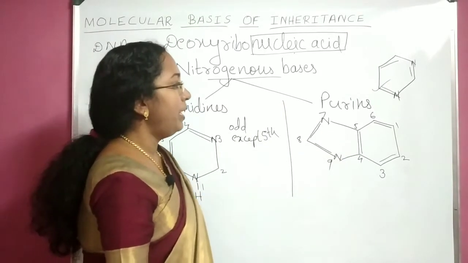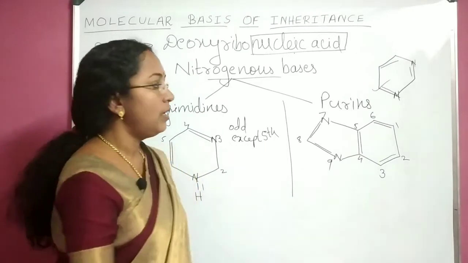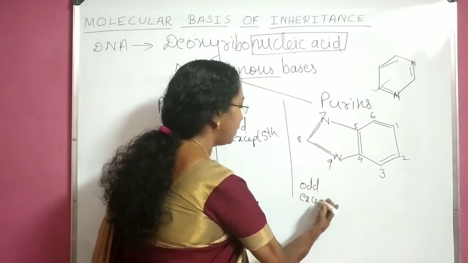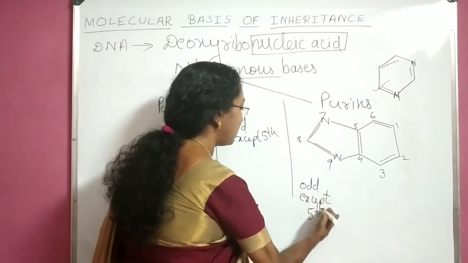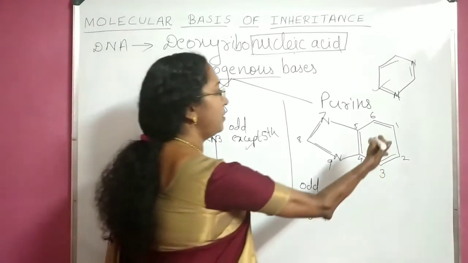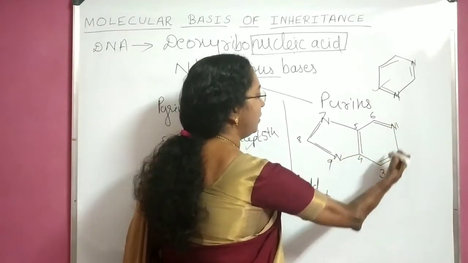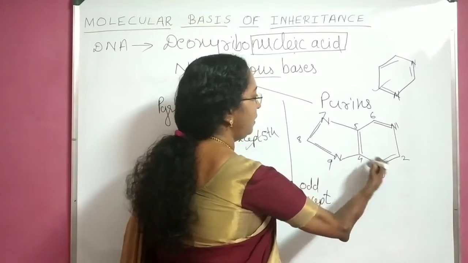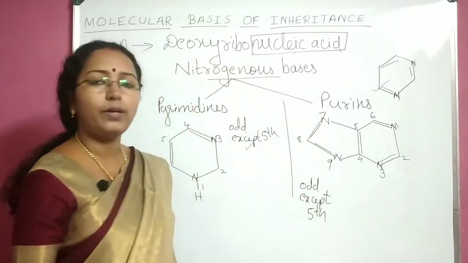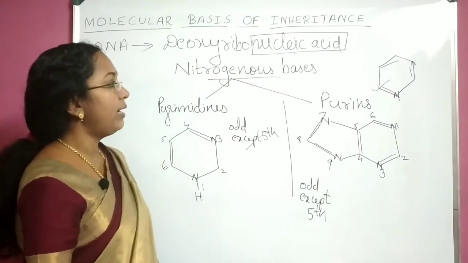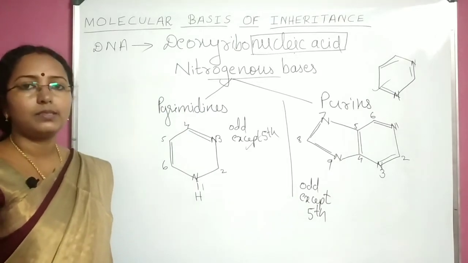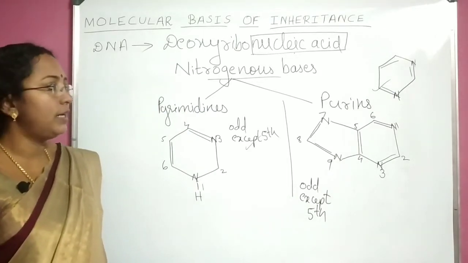So now, where to put the nitrogen? Here also you have to put the nitrogen in the odd positions except the 5th position. So odd position, first 1, odd position. Then 3 is an odd position. 5 I should not put. 7 is odd, 9 is also odd. I have already added them there. So here also I have added nitrogen in places where I have marked odd numbers, except the 5th position. There it is carbon only.